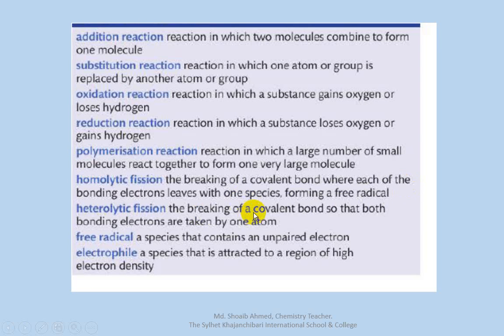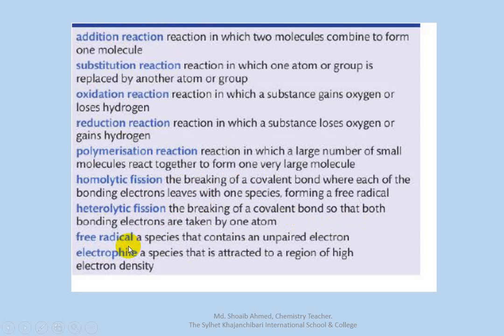Heterolytic fission is the breaking of a covalent bond so that both bonding electrons are taken by one atom. One atom takes both electrons, and the other atom has no electron. So the atom taking two electrons becomes negatively charged, and the atom with no electrons becomes positively charged. So heterolytic fission forms anion and cation. Homolytic fission forms radicals, free radicals.